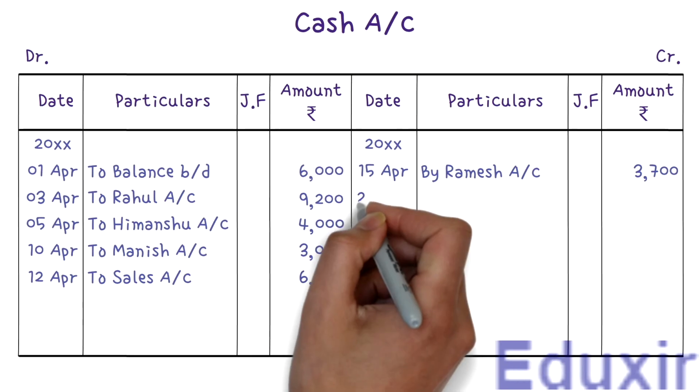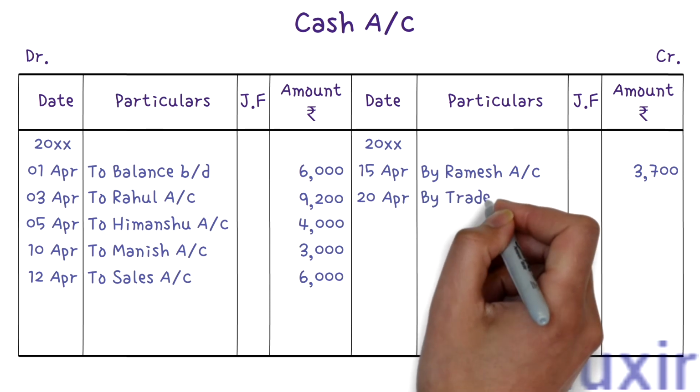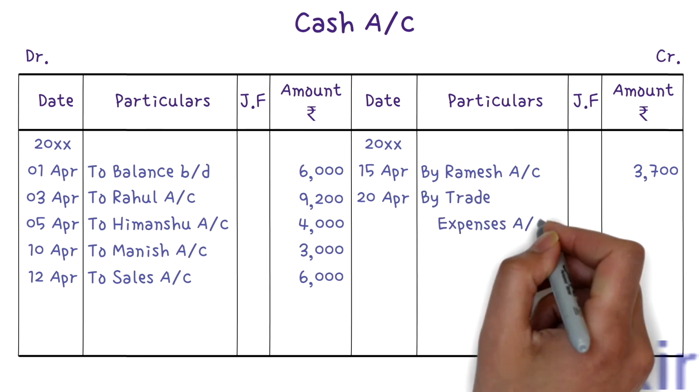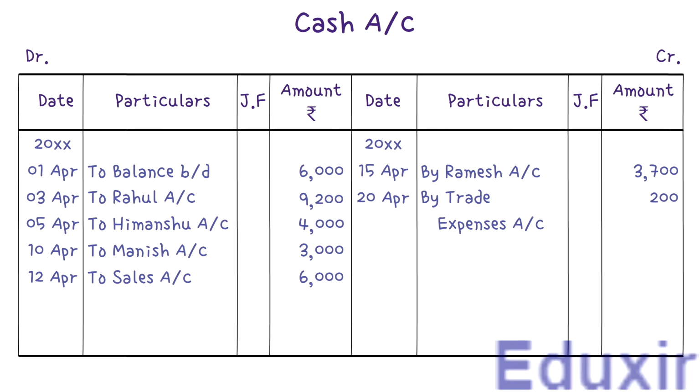Let us first write the date. Let us then write by trade expenses account into the particulars column. Let us then write the credit amount of 200 rupees in the amount column. With that, we have completed the posting of this journal entry into cash account. Let us now take up the next entry.